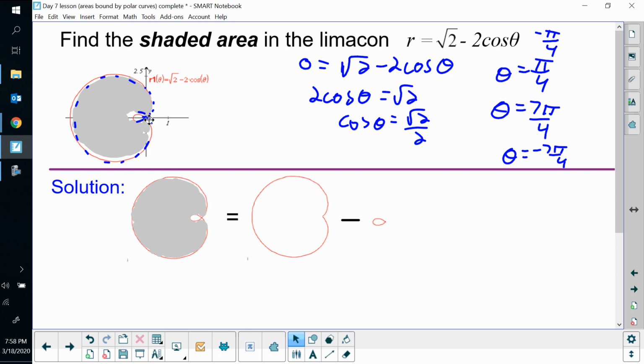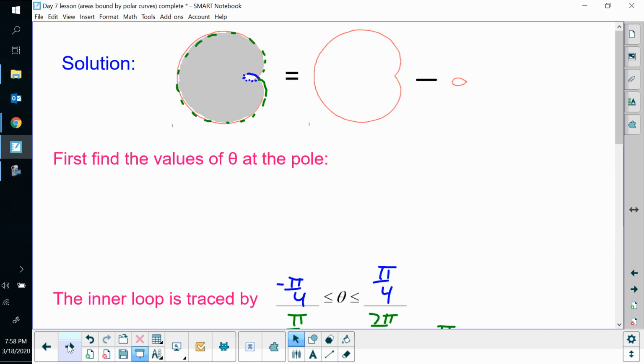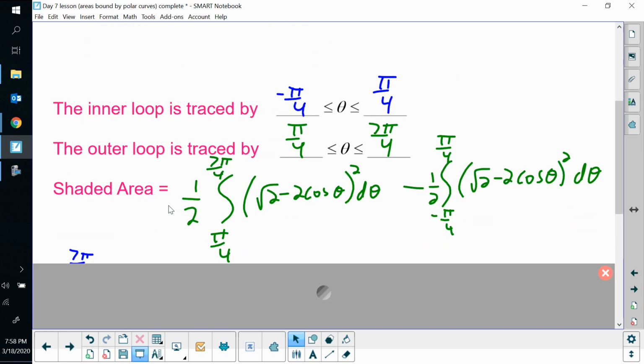Okay, because 7 pi over 4 is essentially the same spot on the unit circle as the negative pi over 4. But we need it to be a continuous loop, so that's why it's pi over 4 to 7 pi over 4. So the little loop goes negative pi over 4 to pi over 4. The big loop goes pi over 4 to 7 pi over 4. So our setup would look something like this.